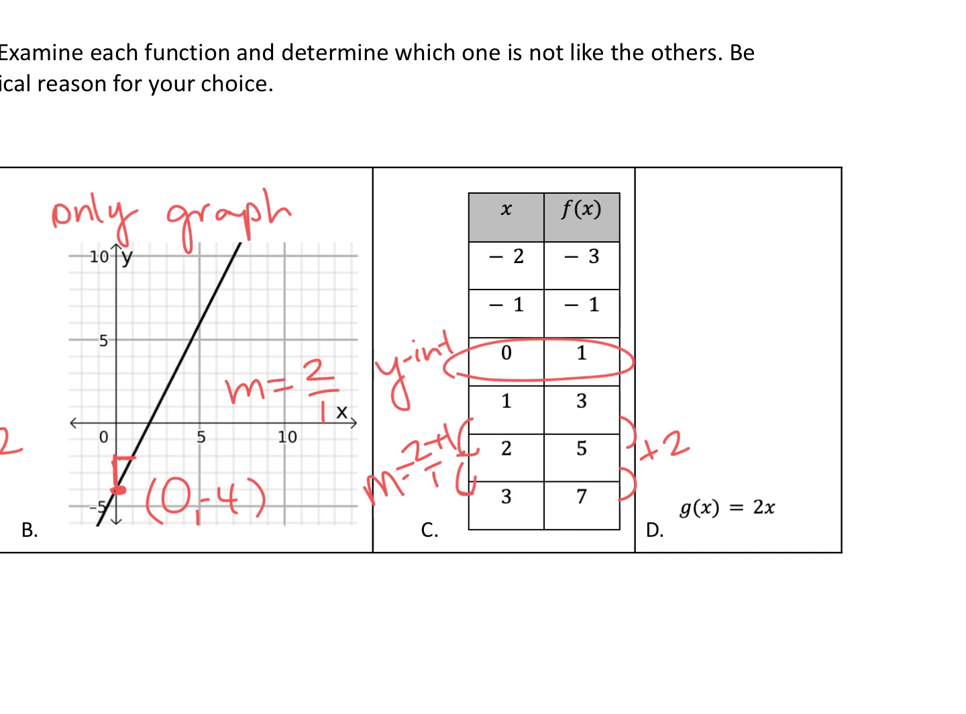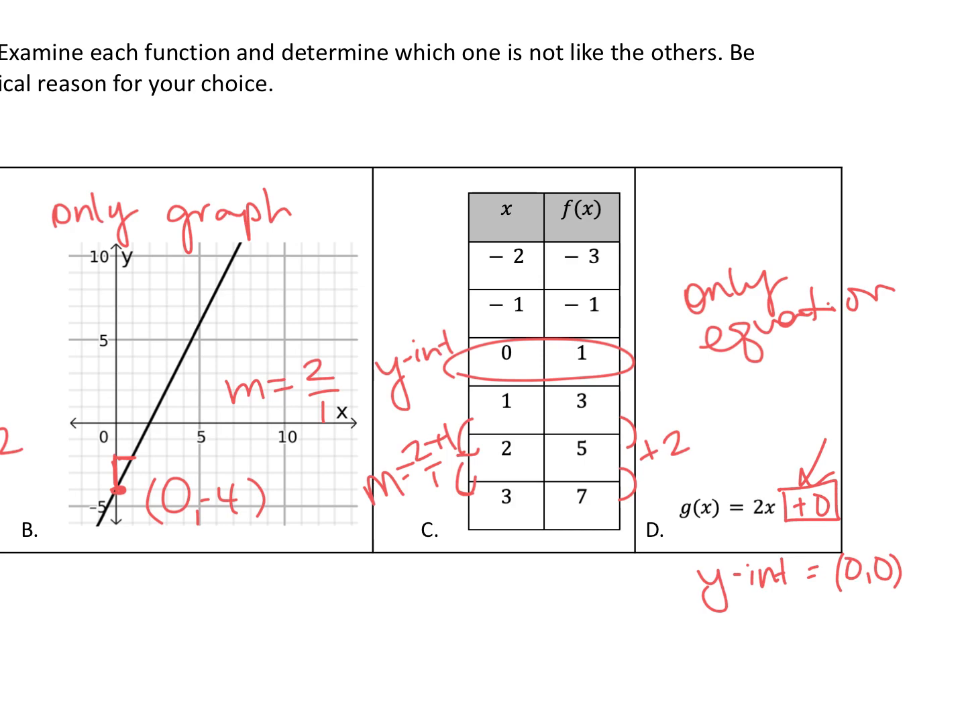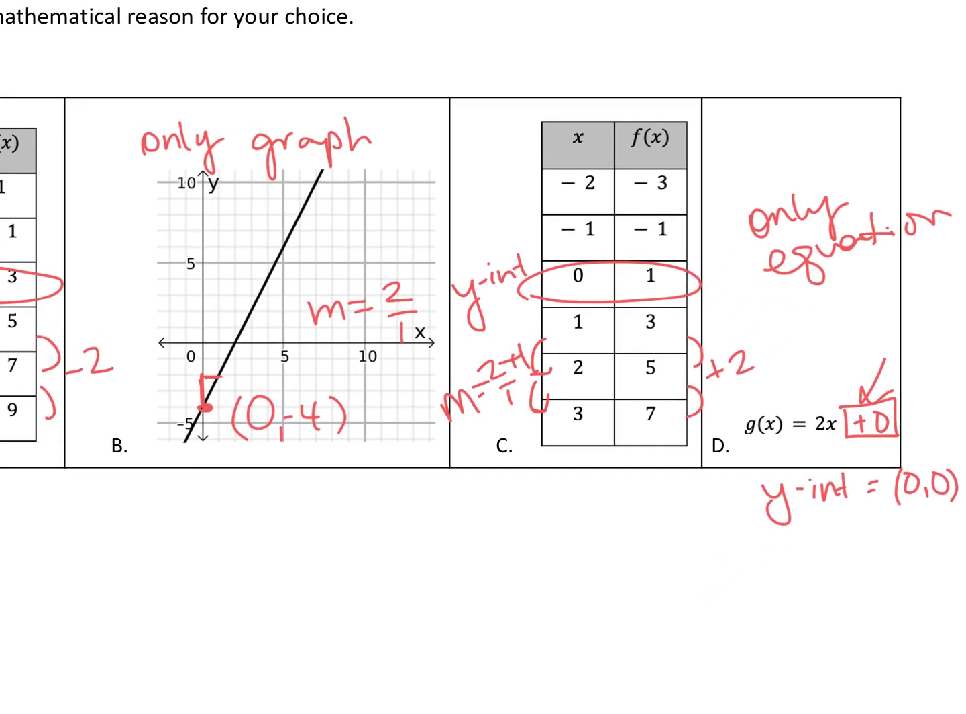All right, let's look at D. Our last one, this is the only one that's an equation. So this is the only equation. And do you see that there's no A0 here or y-intercept? That means that it's actually +0. It's at the origin. So the y-intercept here is actually at (0, 0). So that's unique for the equation.